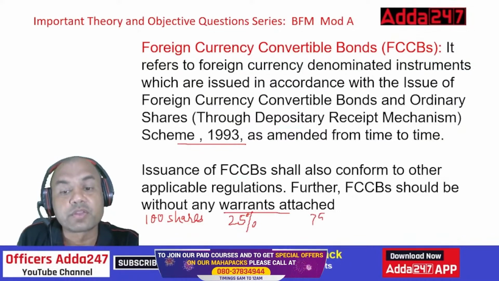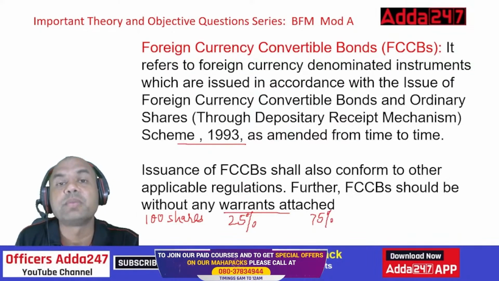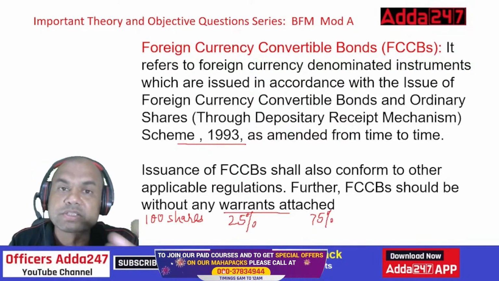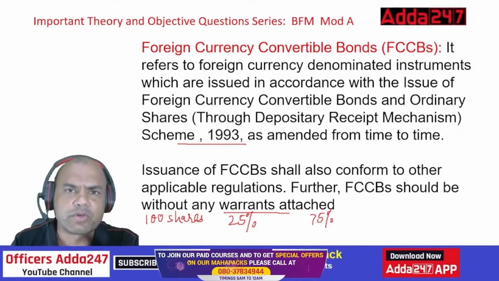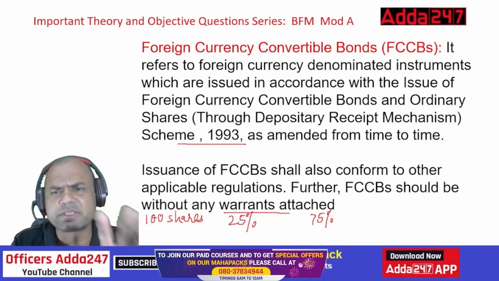Okay. So that is known as a warrant. Warrant means it gives you a right to buy those shares or any commodity, wherever you get the warrant. Okay. So that is the basic logic behind it.